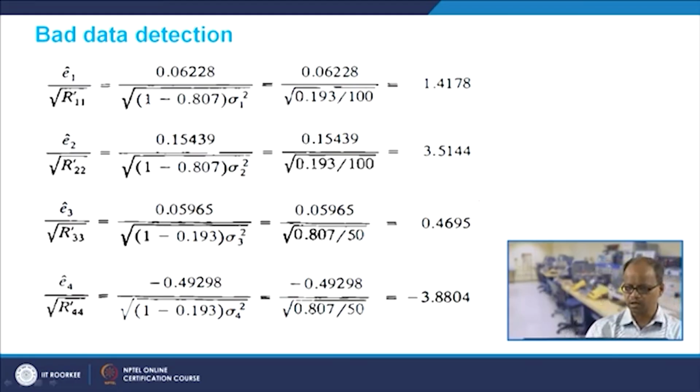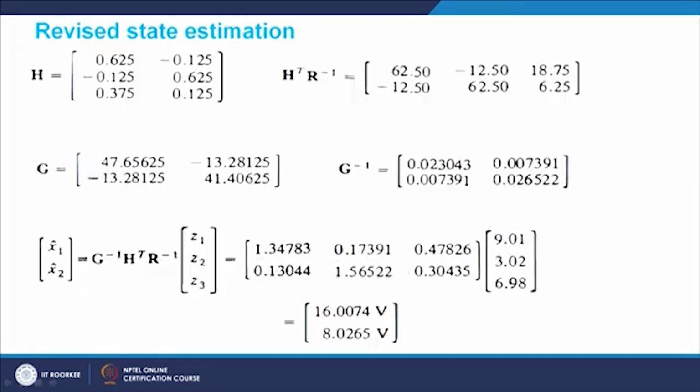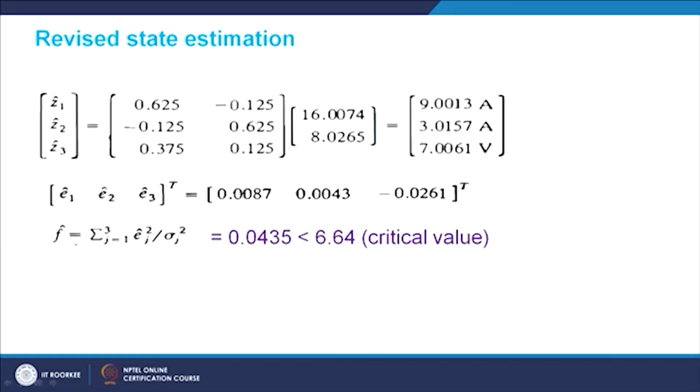So, once we discard it, we now have 3 measurements with us. Because we have now 3 measurements, the H matrix is only 3 rows. After that we again do all these calculations. Once we do this x1 hat, x2 hat calculation, after that we calculate E1 hat, E2 hat, E3 hat, and then we again calculate f hat, which is 0.0435.